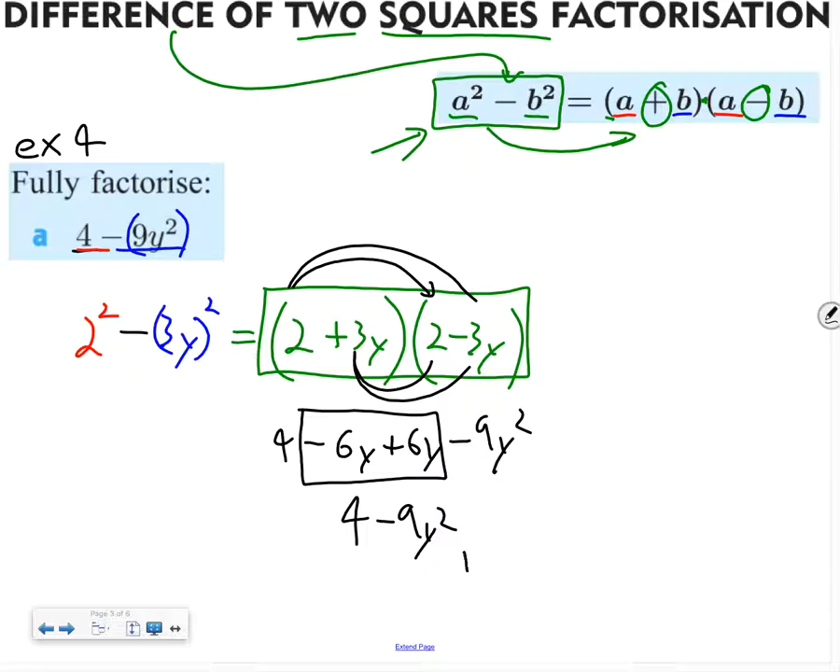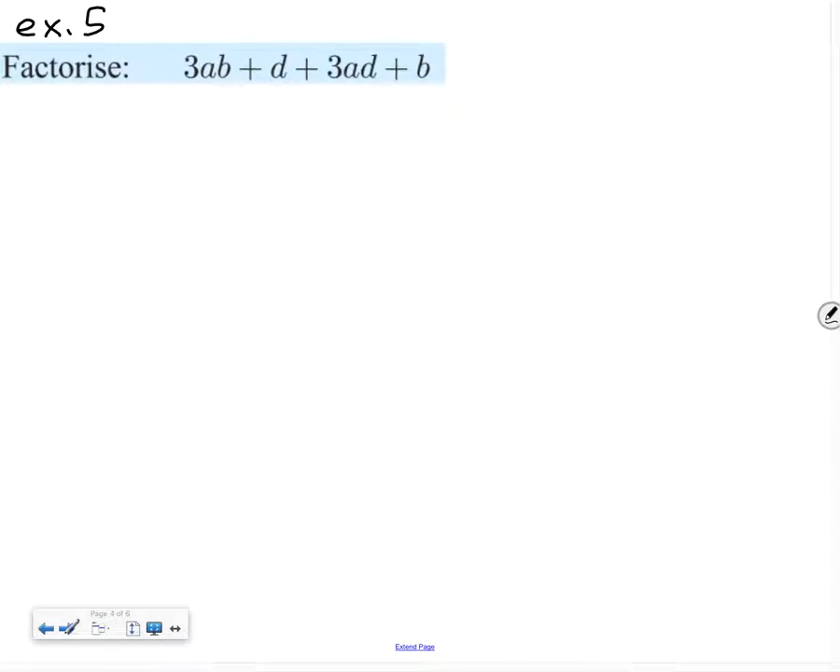And now I have checked my work to verify that these are truly the factors of 4 minus 9y squared. Let's look at example 5 now. Example 5 here, we have a grouping of terms, and at first things don't look exactly right, so I'm going to rearrange these. By inspection I see that this is 3ab, and I have a d here. That's not so useful, but I do have a b here. And where this is 3ad, I have a d here.